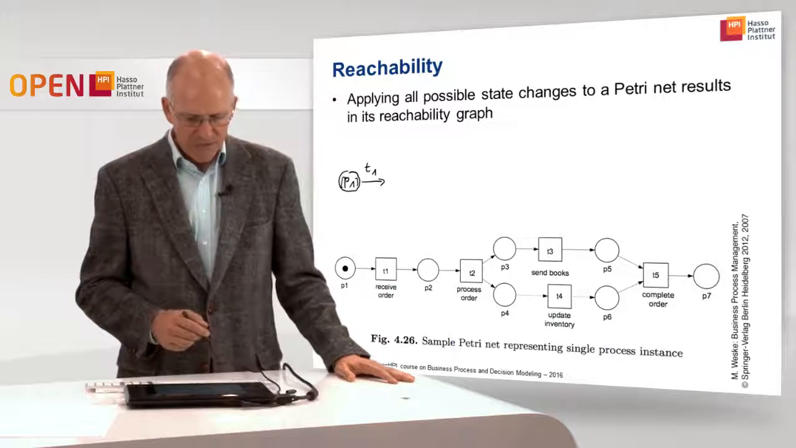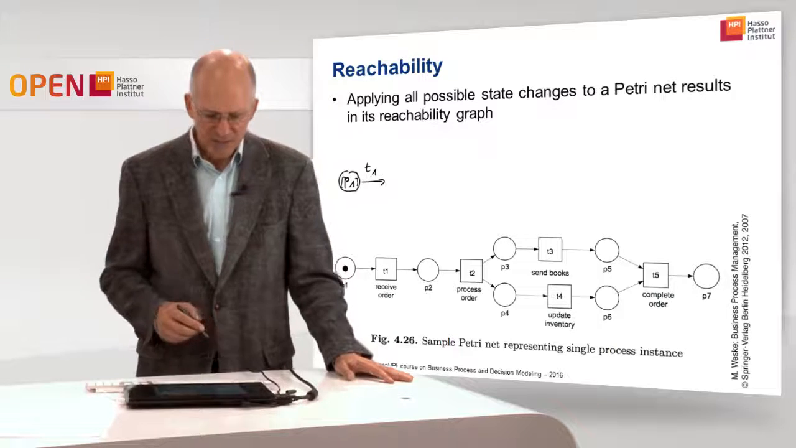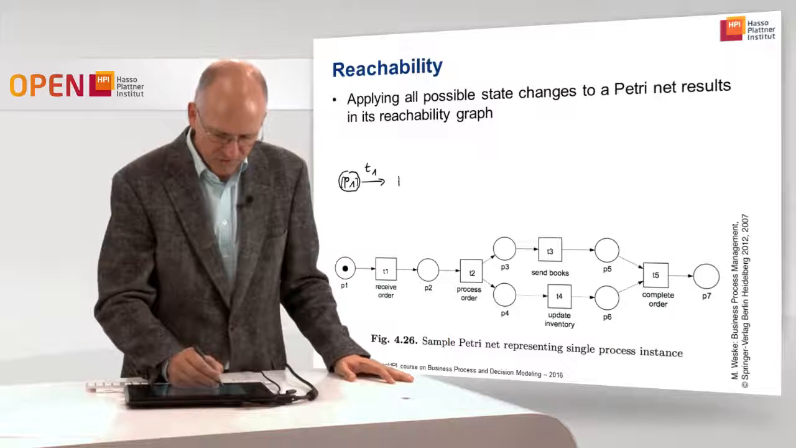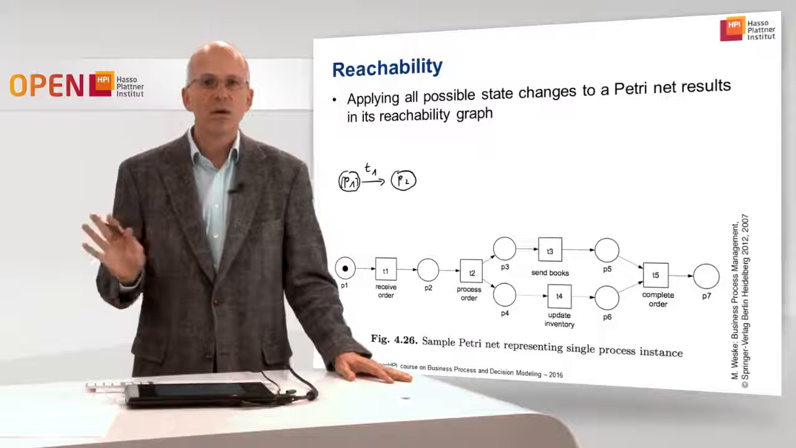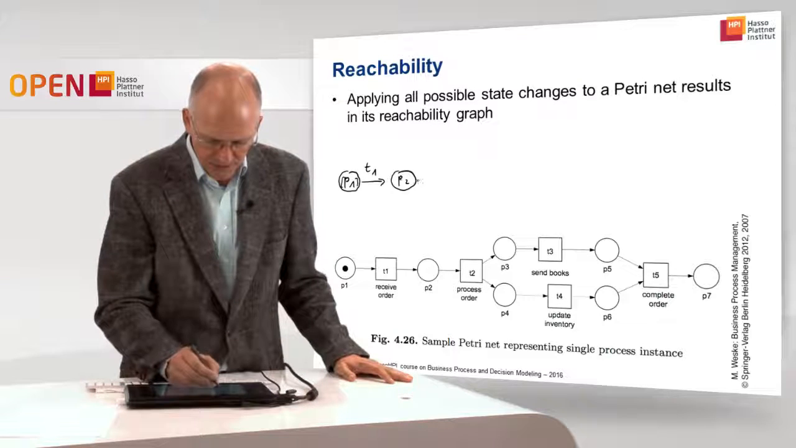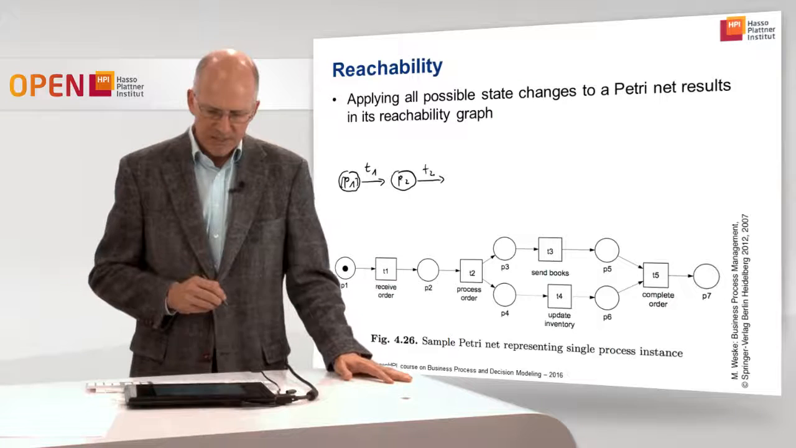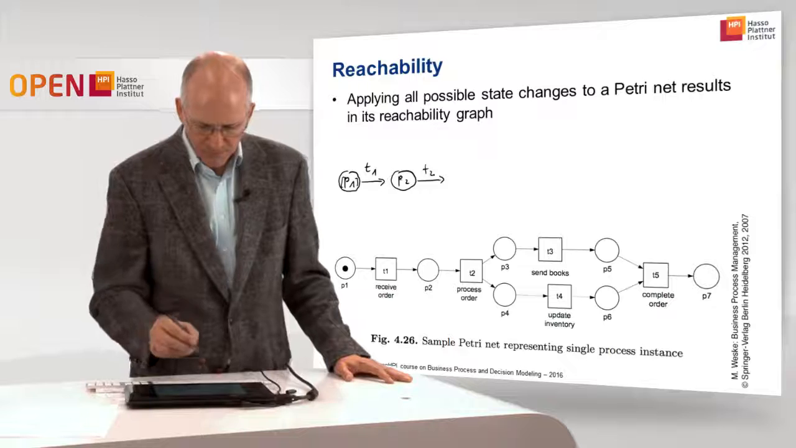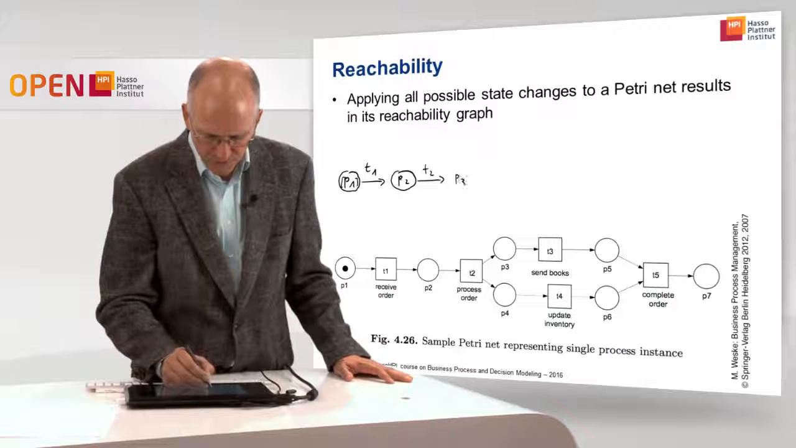All right, so T1 can fire. What is the resulting state? The resulting state will be state P2. One token in P2 and no other token in the net. Then T2 can fire. T2 is enabled. T2 can fire. And then the state P3, P4 is reached.